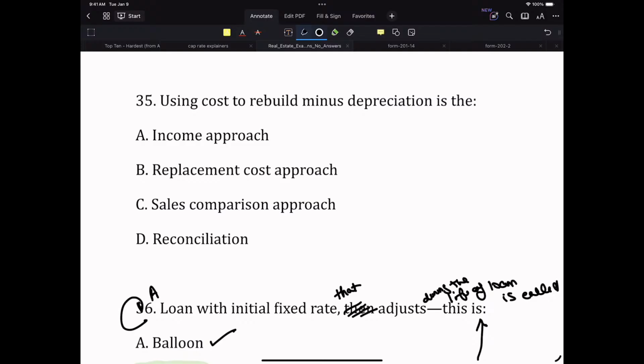All right, number 35. Using cost to rebuild minus depreciation is the what? Actually, this is kind of like that last question. Is it A, income approach; B, replacement cost approach; C, sales comparison approach; or D, reconciliation?